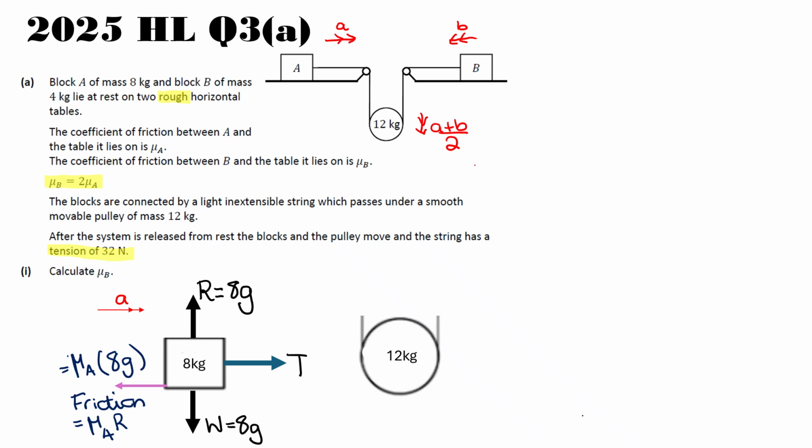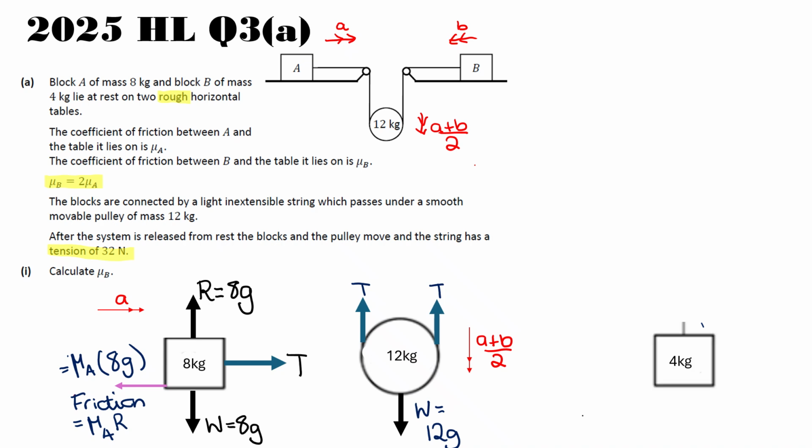Okay, for the pulley, we have 12 kg, so its weight is equal to 12g. It then has two tensions pulling it up, so T and T. And as we said, our movement is downwards, and it's going to be an average of both of the particles on the table. Then we have B, it's 4 kg, so its weight acting downwards is 4g.